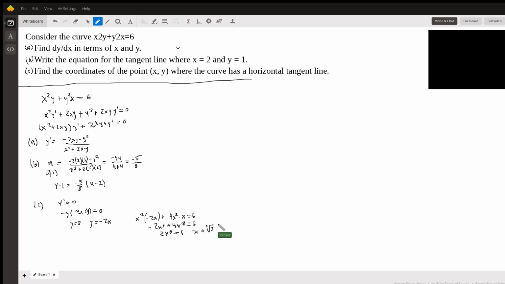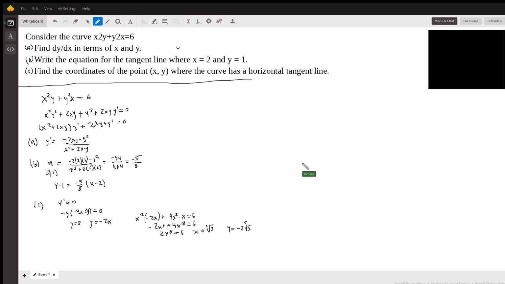Now to get the y coordinate, I have to plug the cube root of 3 into this equation. And I'm not going to take up time with that. You end up with negative 2 cube root of 3. Okay, and that's part C.